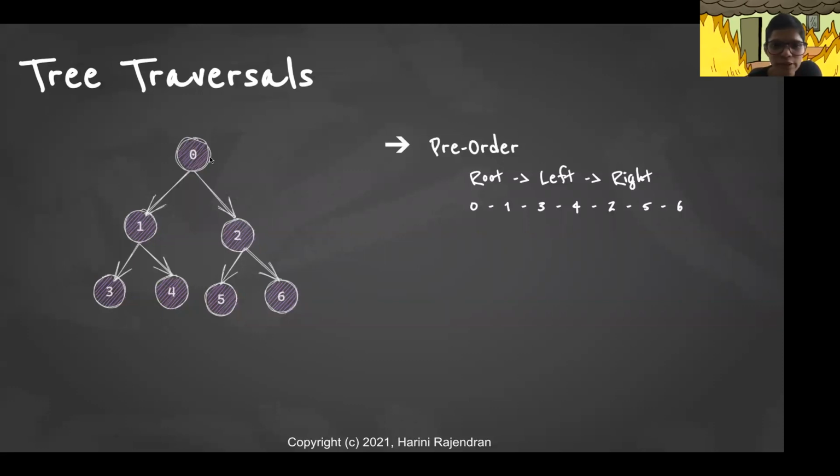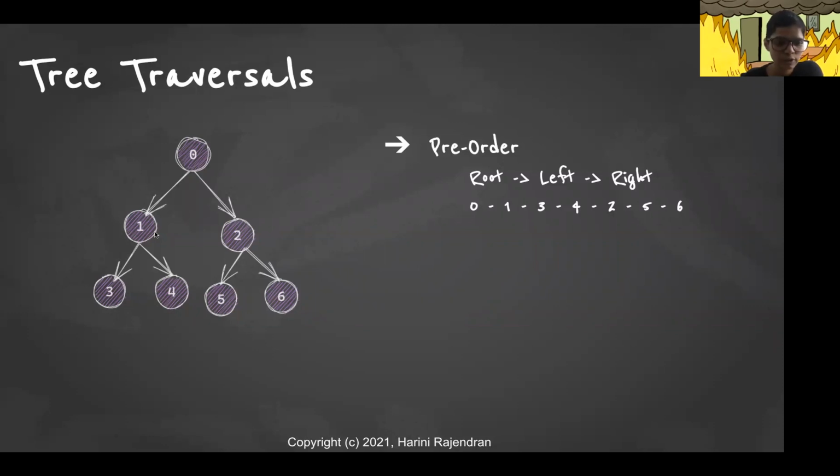So here in this tree, the pre-order traversal would be like, since we have to visit the root first, it would be 0. So that is here. And then we'll have to do the pre-order traversal of the left subtree, right? So the pre-order traversal of the left subtree would be 1. And again, pre-order traversal of the left subtree, which is 3. Left subtree is over. Then is the right subtree, 4.